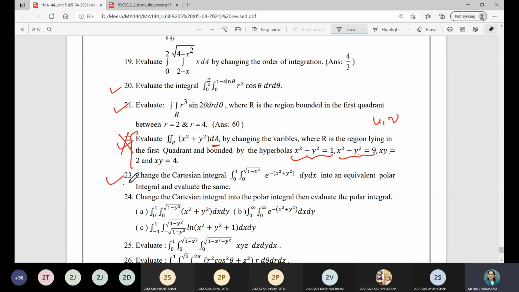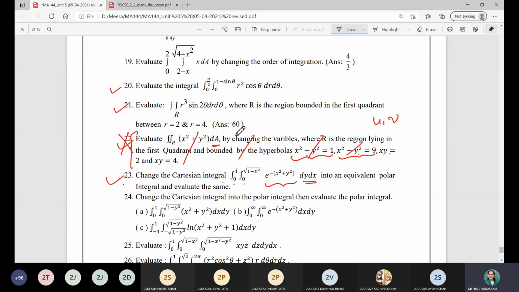We will solve 23. Change the Cartesian integral, with limits varying from 0 to 1 and 0 to square root of 1 minus x square, integrand is given, order is dy dx, into an equivalent polar integral and evaluate the same. Means पहले हमें इसको polar coordinate integral में convert करना है और उसके बाद हमें इसको solve करना है, right? Okay, so let us solve it.